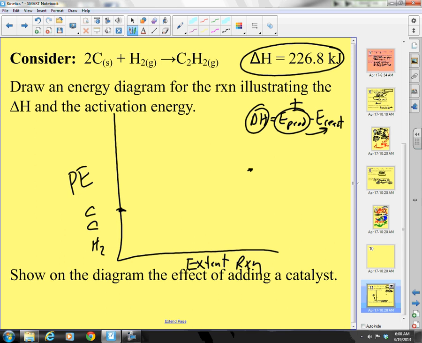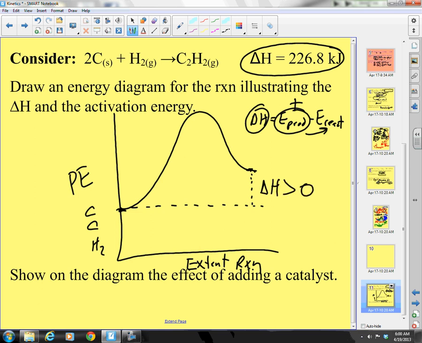And then we know what? Somewhere in here there's an activated complex, and so it kind of goes like that. What's the difference between where I start and where I end? Right here. What is that? Well, that's going to be my delta H. In this case, that delta H is positive.